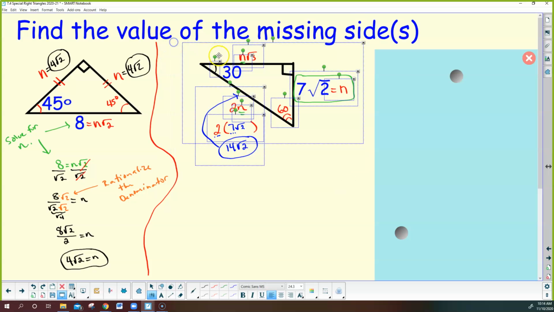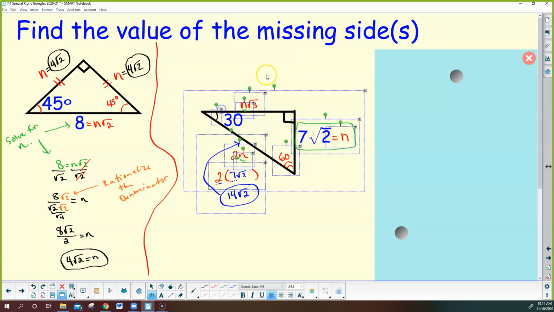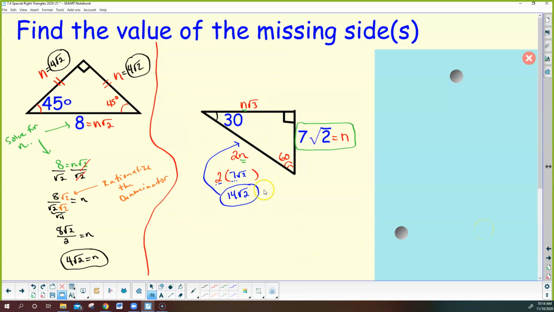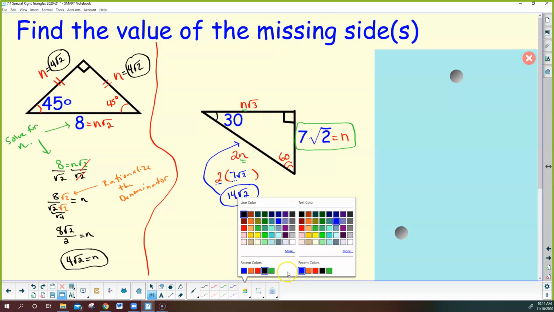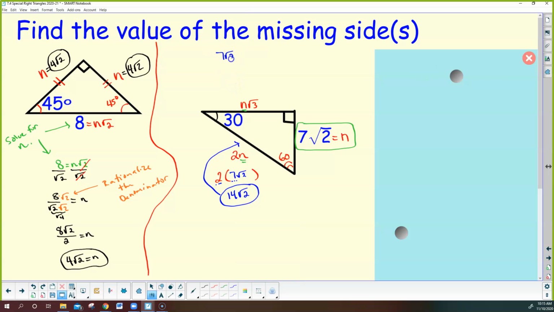I might try to pull this down if I can, so I have a little more work up top. All right, now I have to take 7 square roots of 2 and plug it in here. So I'm going to do this up top, 7 square roots of 2. That's my n. And then I'm going to times that by the square root of 3. Well, we did a problem like this the other day when I'm multiplying radicals. The 7 stays, and then I get the square root of 2 times 3, which is 6.